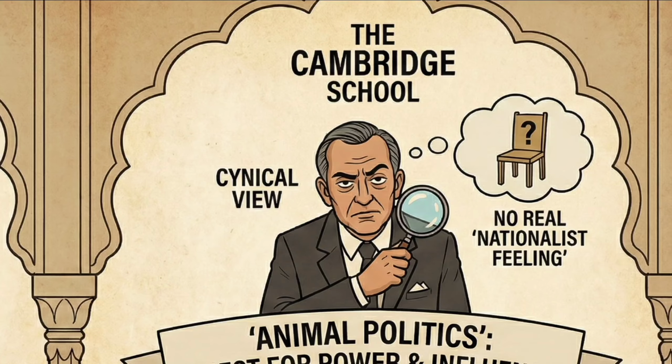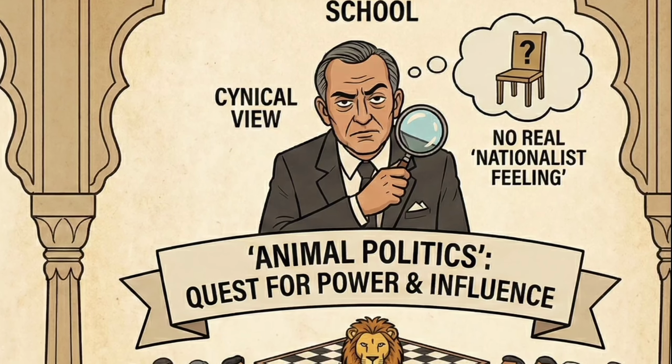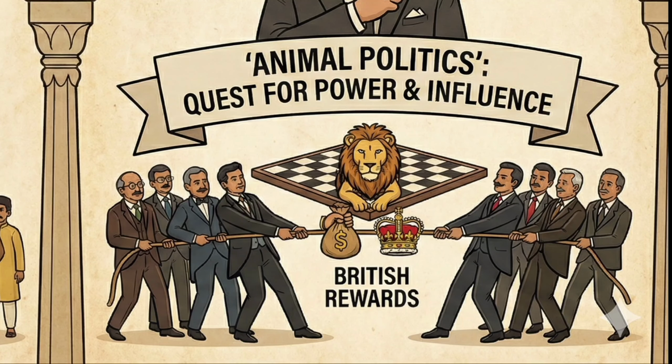2. The Cambridge School. This school takes a cynical view. Historians here argued that there was no real nationalist feeling. Instead, they claim Indian leaders were driven by animal politics, a simple quest for power and local influence. To them, the freedom struggle was just a competition between Indian elites for the rewards the British were offering.